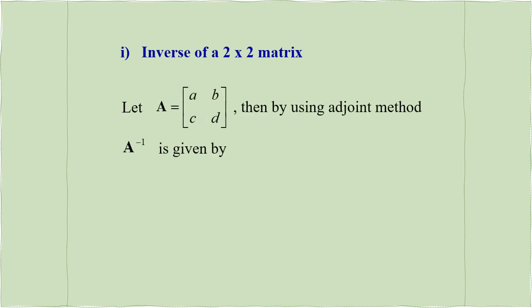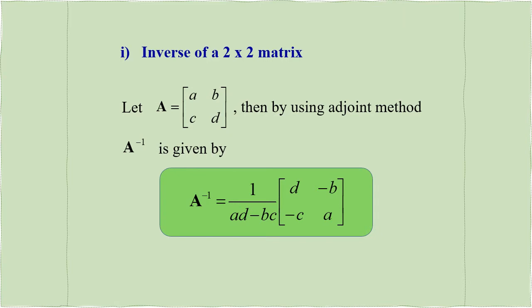So, inverse of a matrix of 2 by 2 order. Let A equal to A, B, C, D. Then by using the adjoint method, A inverse is given by A inverse equal to 1 over determinant of A, which is AD minus BC, and then the adjoint of matrix A. So what do we mean by adjoint of matrix A?